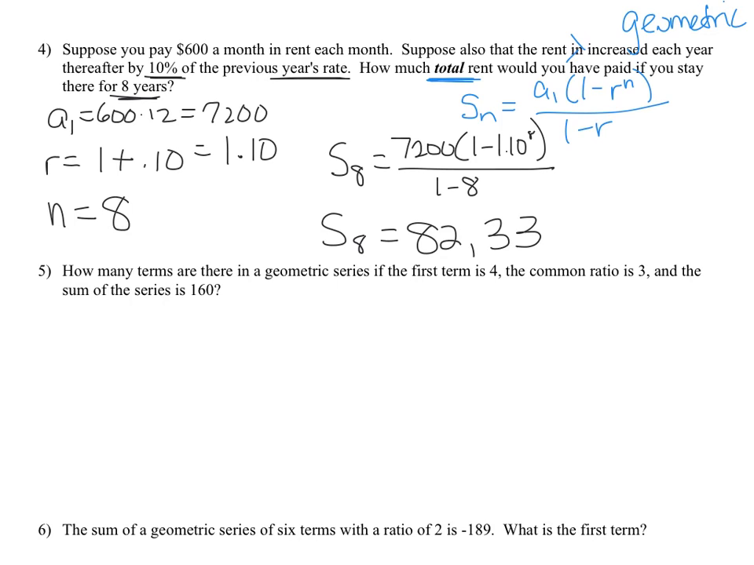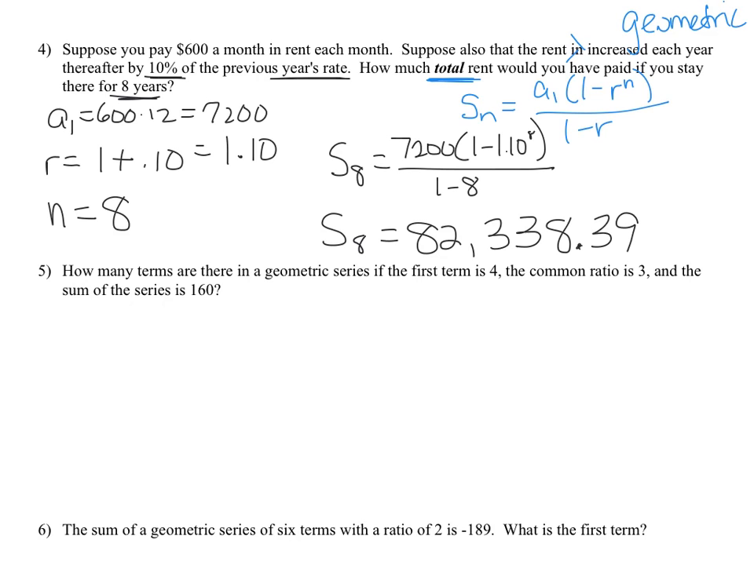82,338. It doesn't say, so I'm going to round to the nearest cent. But depending on how they asked you to round, nearest $100 would be 82,300. And you take it from there.